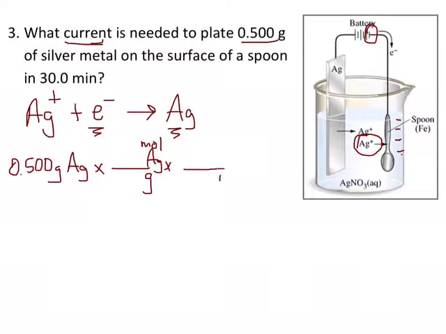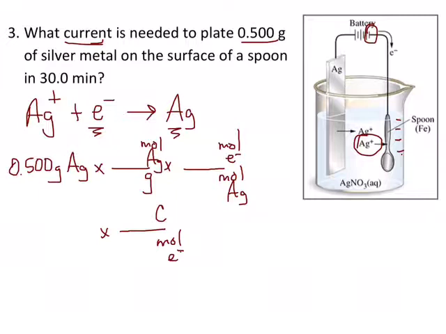We'll get rid of the moles of silver, and we'll switch to moles of electrons with the half reaction. Then we'll get rid of moles of electrons, and using the Faraday, we can switch to coulombs of charge. Now we've arrived at charge, coulombs.